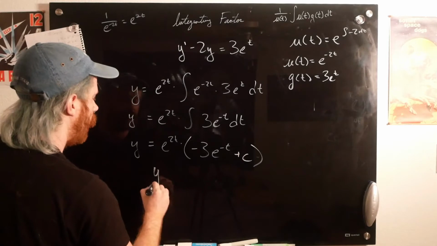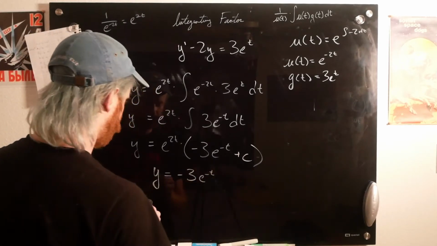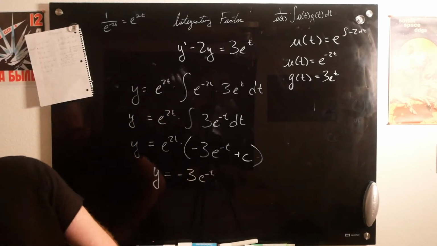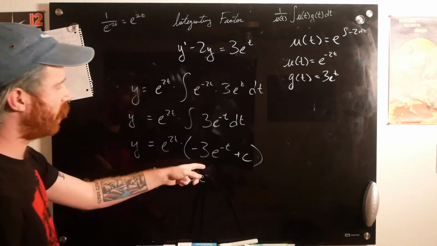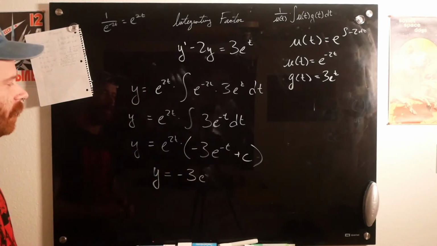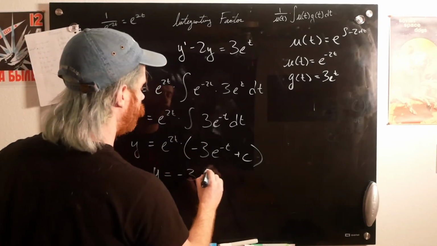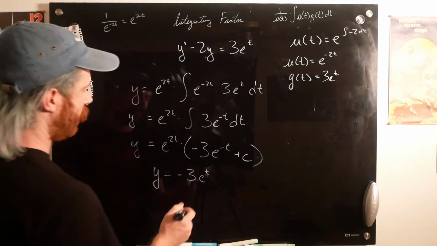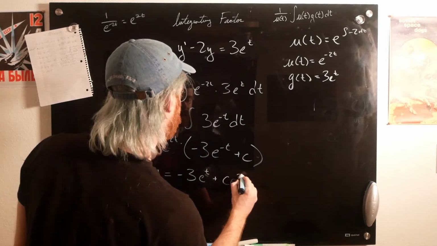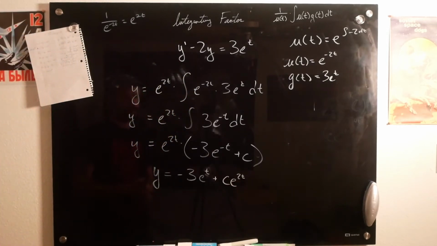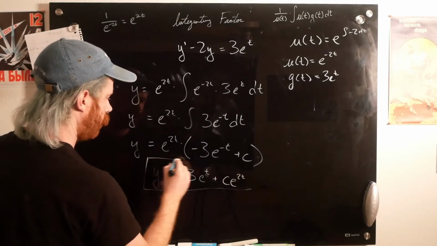So now we're left with y equals -3 e to the -t, and I'm going to go ahead and distribute this e to the 2t. So -3 e to the -t times e to the power of 2t is going to be e to the t, right? 2t minus t. So y equals -3 e to the t, and then plus c times e to the 2t. And this is going to be our answer.